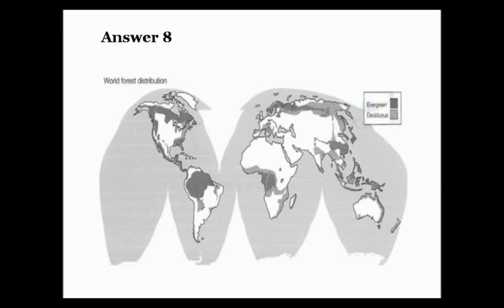This map shows information about the world forest distribution. According to the map, we can see that there are several sections in this map, including evergreen and deciduous. According to the graph, in South America, about 50% is covered by the dark color, indicating evergreen forest.